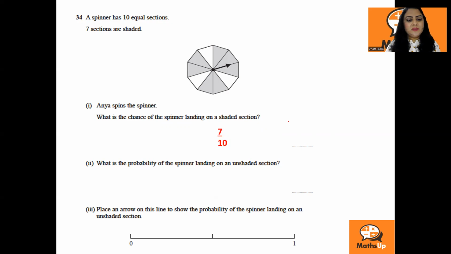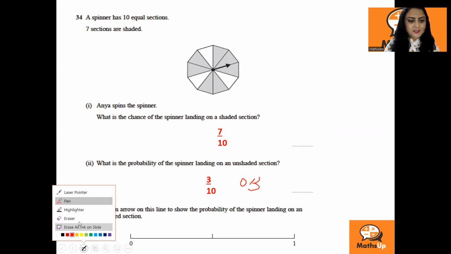Second question. What is the probability of the spinner landing on an unshaded section? There are 3 unshaded sections. So out of 10, there are 3 chances of landing on an unshaded section. As a fraction, it is 3/10, but as a decimal, it is 0.3.